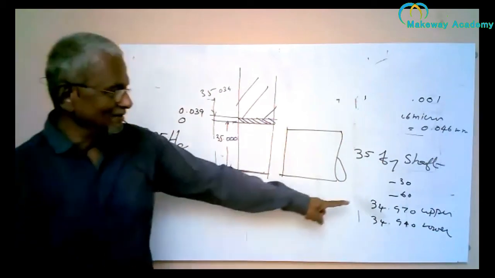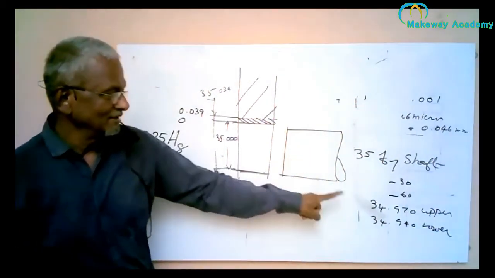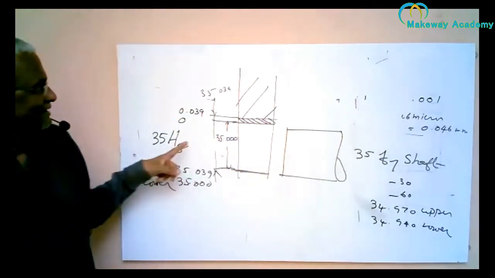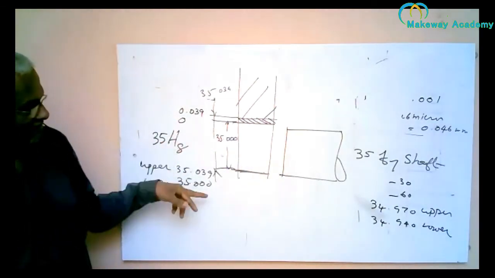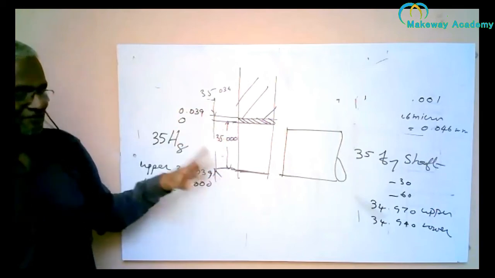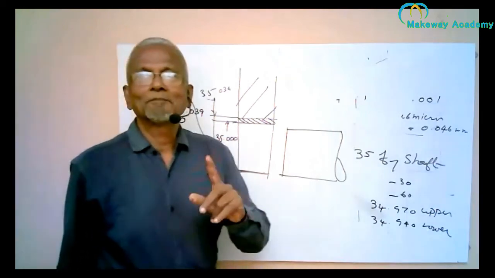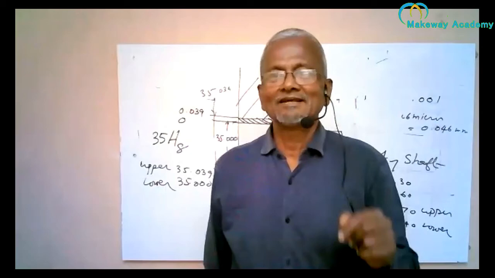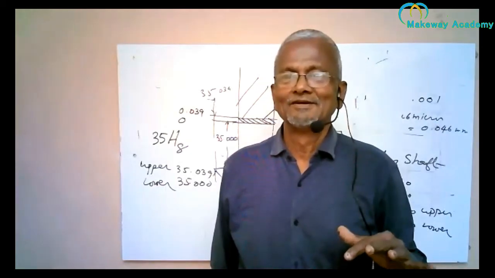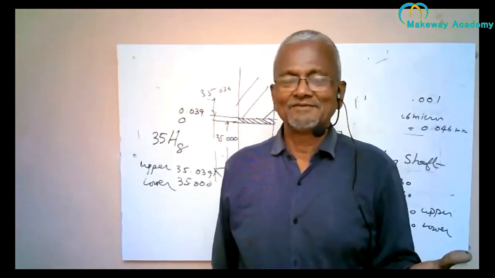So the upper limit of the shaft is less than the lower limit of the hole. If the upper limit of the shaft is less than the lower limit of the hole, then a clearance fit will result.